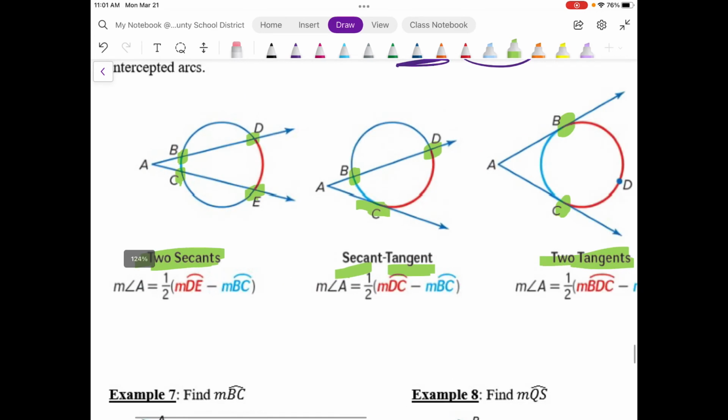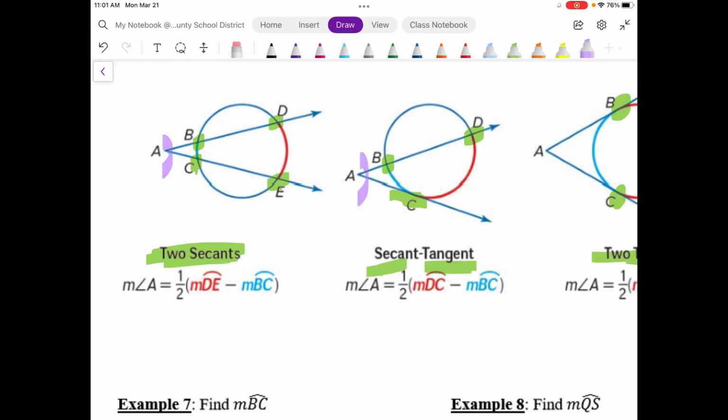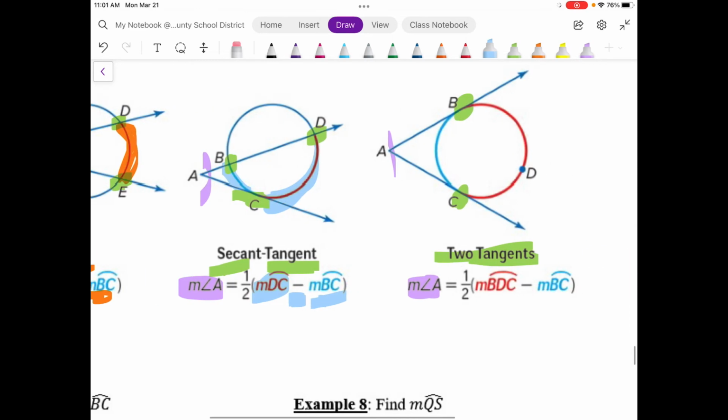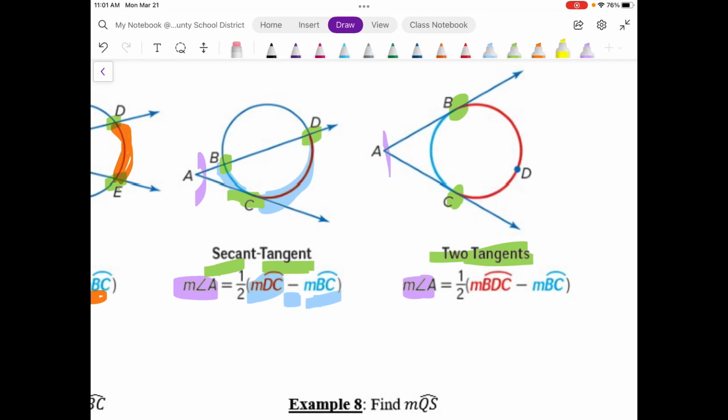So if you're looking for the little angle A, the part that's sticking out, for all of these, what you're going to do is take the furthest arc away and then subtract the closest arc to it, okay? So again, take the furthest arc away, subtract the closest arc to it, and one more time, take the furthest arc away, this one, and subtract the closest arc to it. That's how you're going to find angle A.